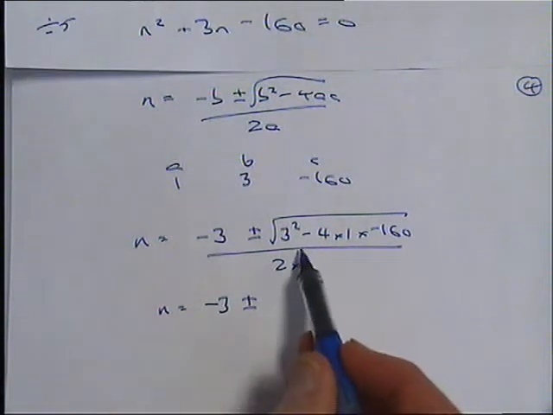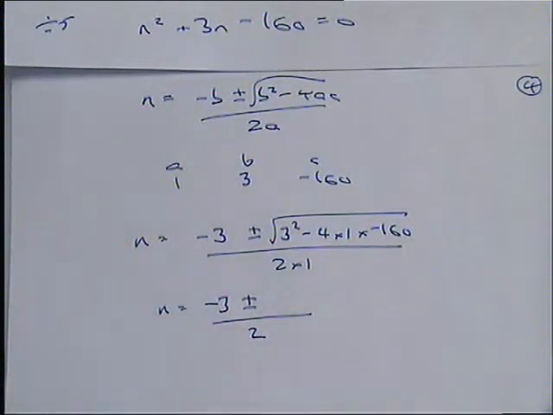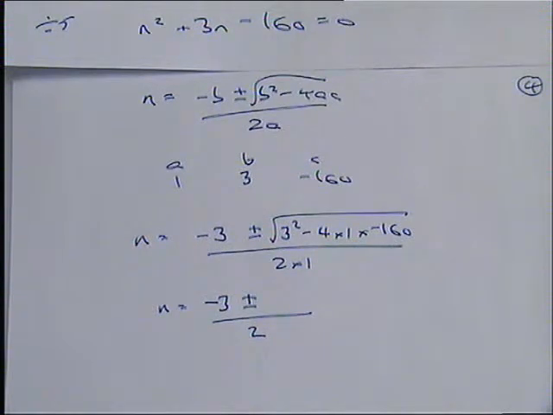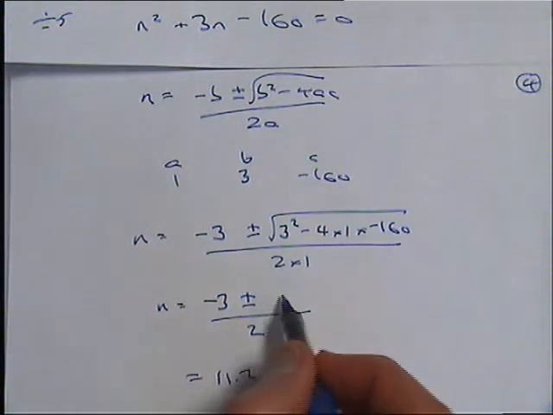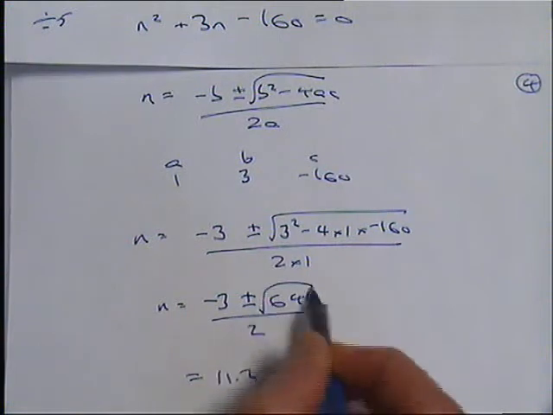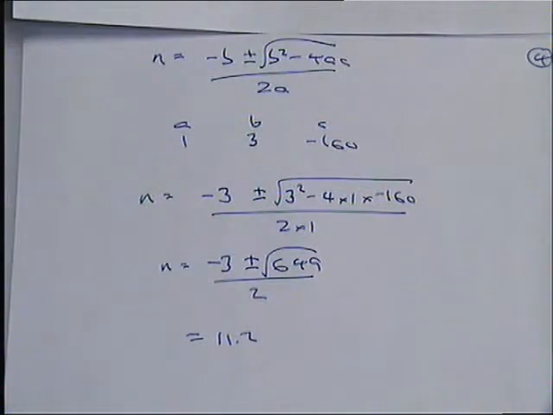Can anybody tell me the value inside the square root sign? That might be a final answer in a minute. Okay, did anybody have this value inside the square root sign? 649. Okay, thank you, Rosie. So, you've got an answer of 11.2. There should be two answers there in a quadratic.